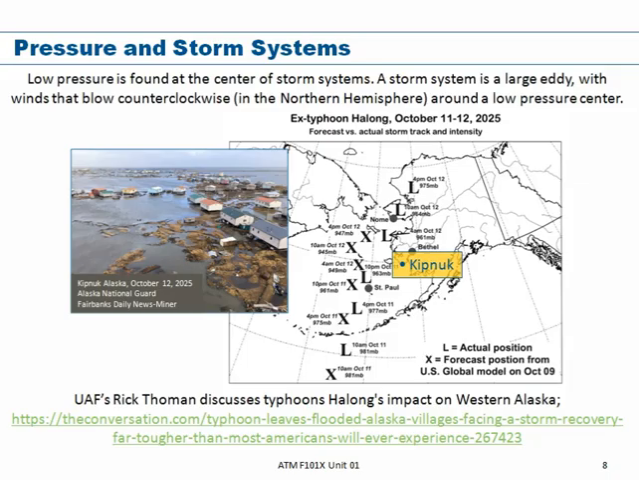On October 12th, the storm tracked east of its forecast position. Dr. Rick Thoman at UAF has a very interesting article on the meteorology and social impacts of ex-Typhoon Halong in Alaska.